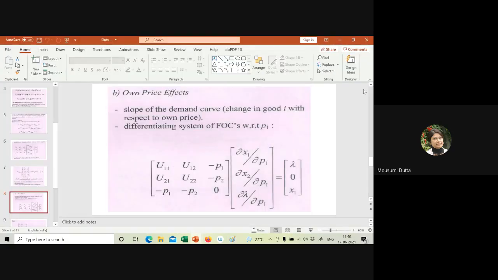Then following the same style, find out the value of del x1 by del p1. If anyone has any question, please ask me. When you use Cramer's rule, in the denominator you will get the determinant of this bordered Hessian, and by the second order condition of utility maximization, it will give you a positive value. So follow the same mechanism.